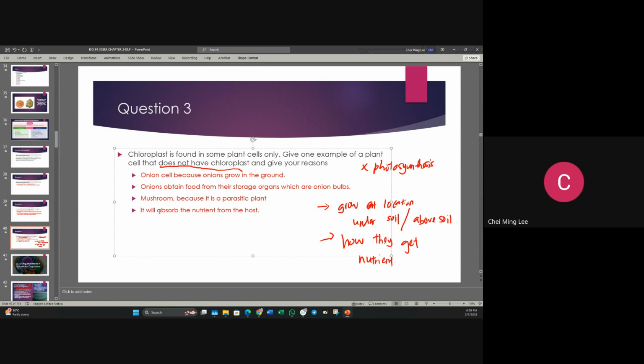So first, onion cell, because onion grows in the ground, so it obtains the food from its storage organ, which is the onion bulb. Another is mushroom, because it's a parasitic plant, where it will absorb the nutrients from the host. This is another part. Your book answer is until here only. These are the extra answers because there are normally two types. One is an underground plant and the other is a parasitic plant.